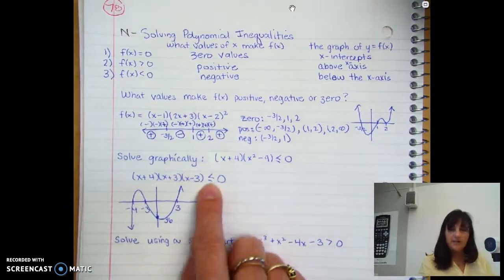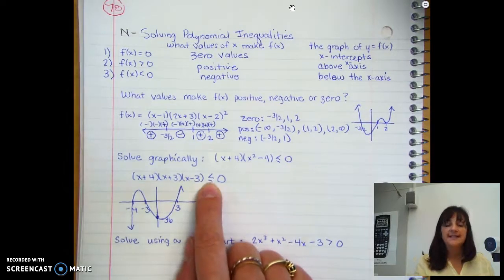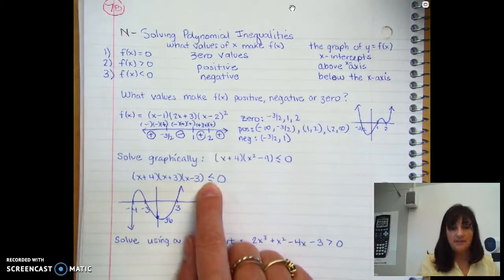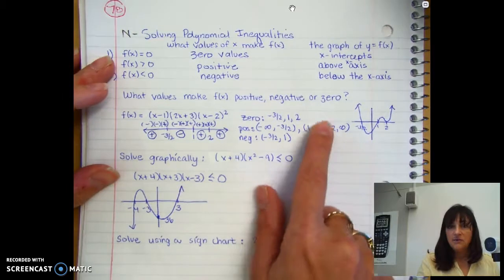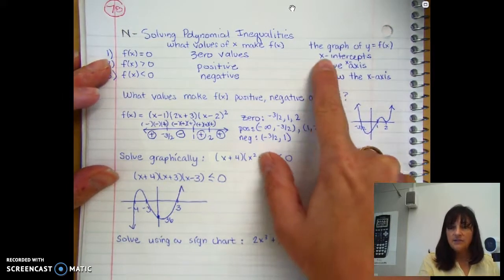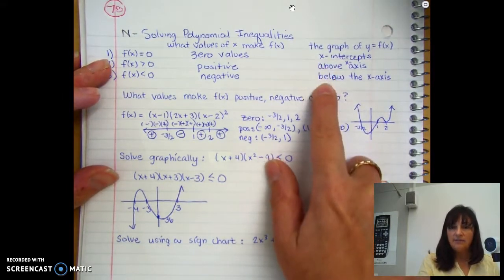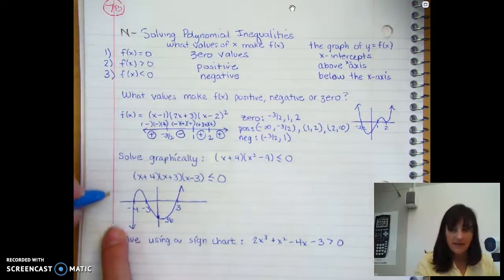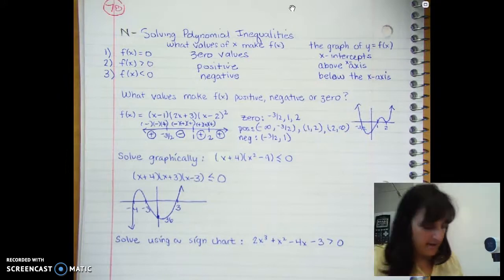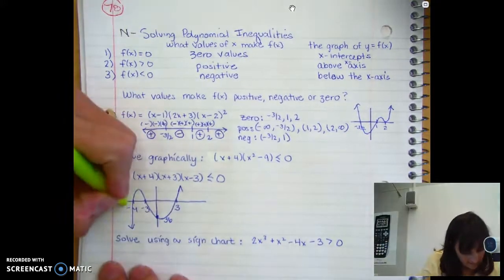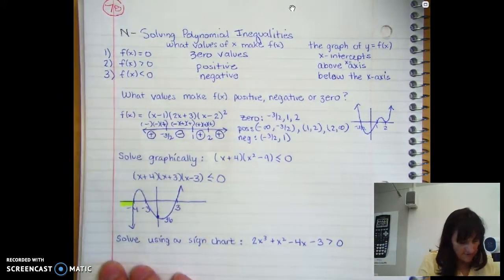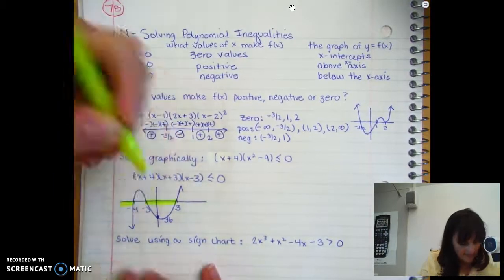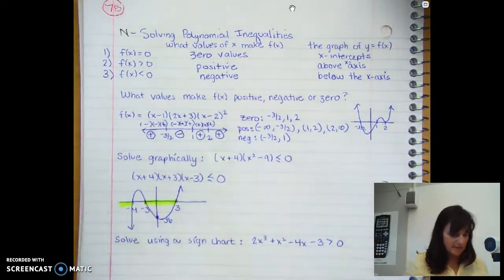Okay, so I'm looking for the places where the graph of this function is equal to 0 or less than 0. So that's going to be the x-intercepts and anywhere that the graph is below the x-axis. So I can see that the graph is below the x-axis. In fact, let me grab a highlighter. Graph is going to be below the x-axis for these values of x and for these values of x. So that's going to be my solution.